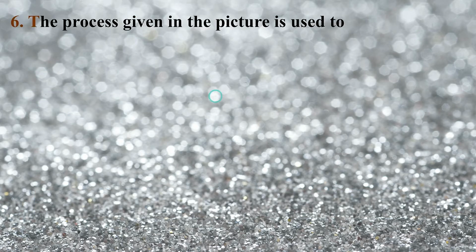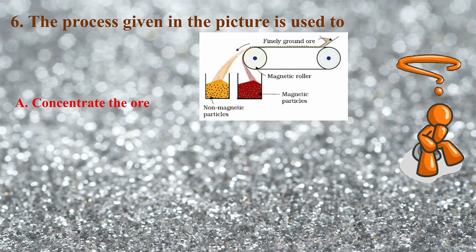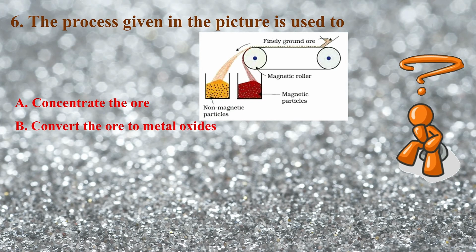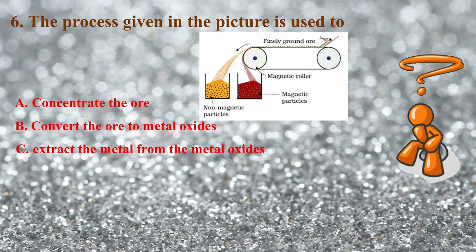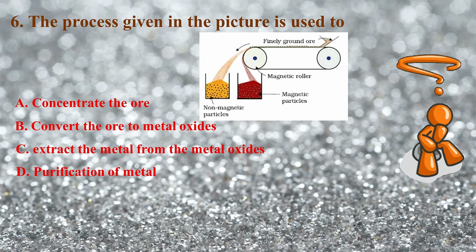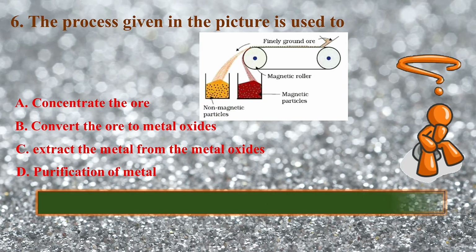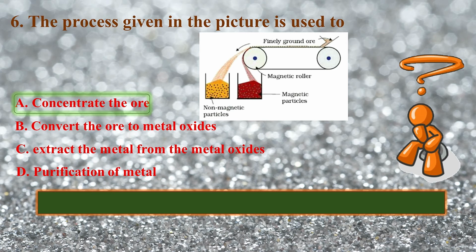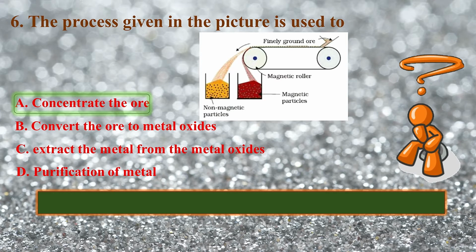Next question is, the process given in the picture is used to. This is the picture and your options are A, concentrate the ore, B, convert the ore to metal oxide, C, extract the metal from the metal oxides, and D, purification of metal. And your time starts now. Correct answer is A, concentrate the ore. Through this process, non-magnetic impurities will separate from magnetic ore.